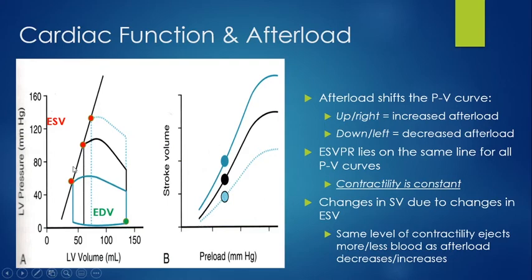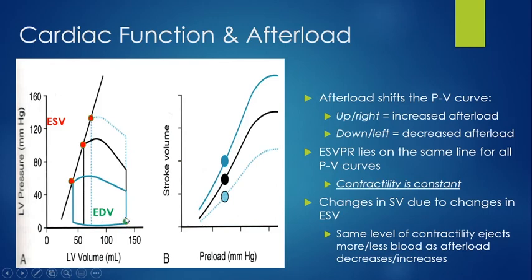And so ultimately, what you're seeing here is purely changes due to afterload. We know that because the ESVPR, the end systolic volume pressure relationship, lines up on that same line. If you reduce the resistance to blood flow out of the left ventricle, then you get a greater stroke volume. But if you increase the afterload, then you're going to reduce the stroke volume. And again, these aren't brought about by changes in preload.